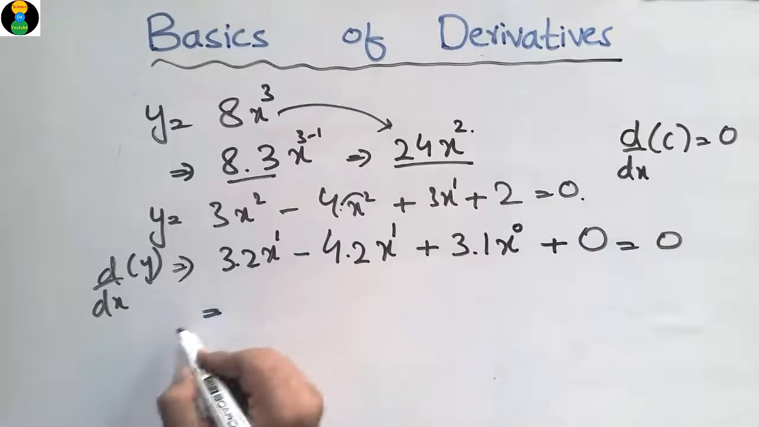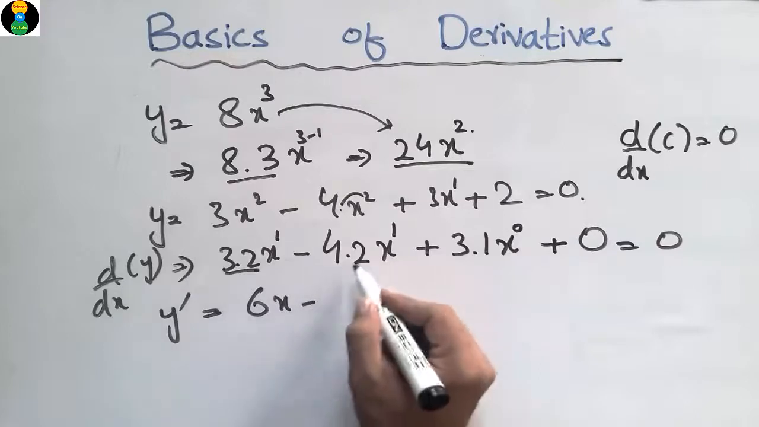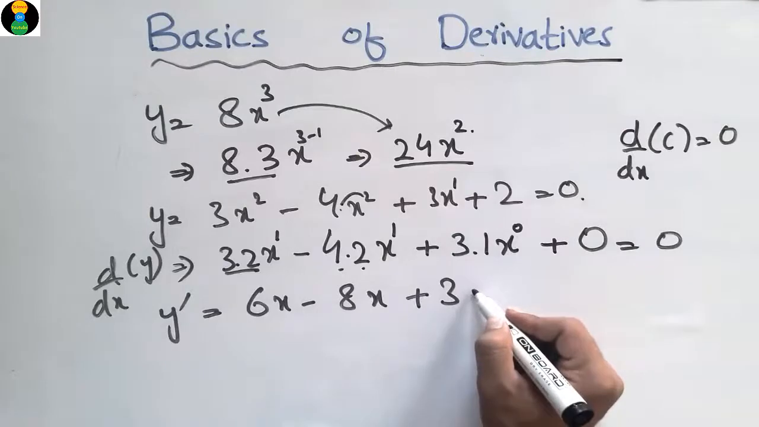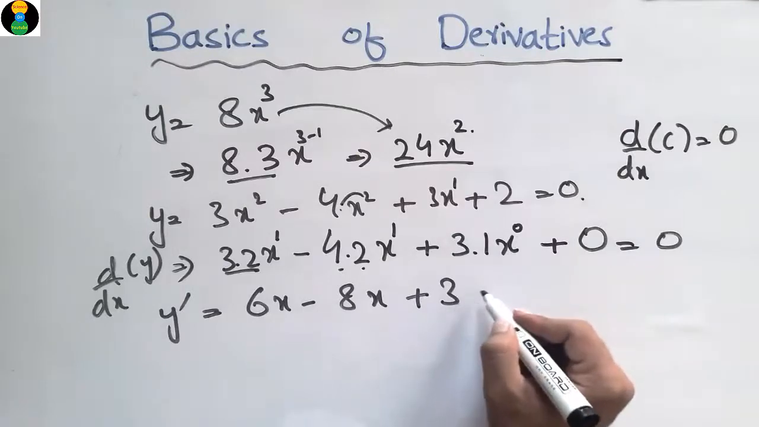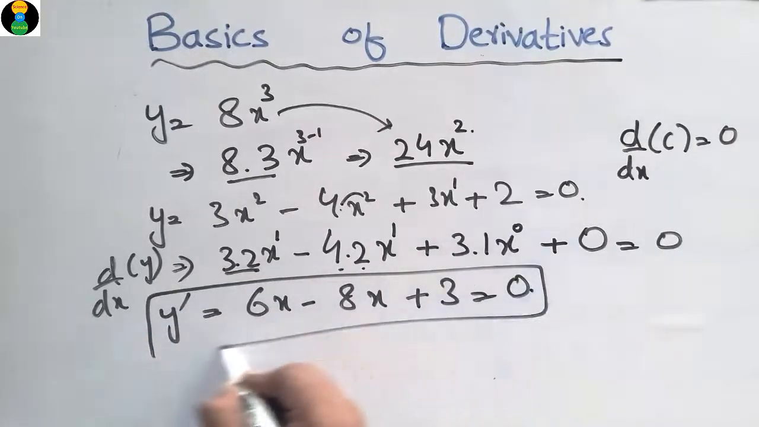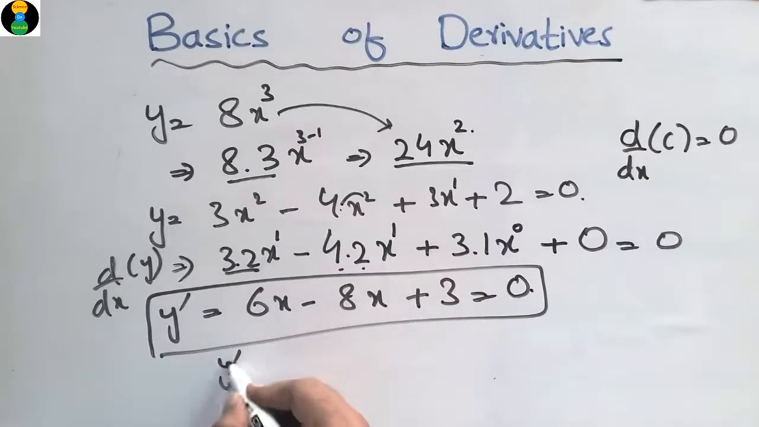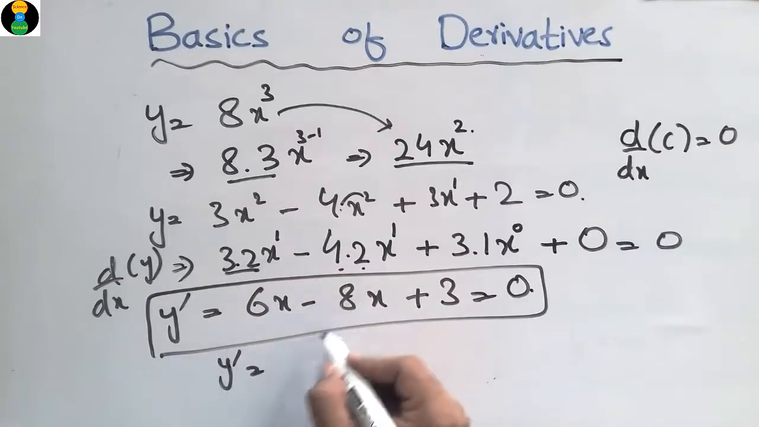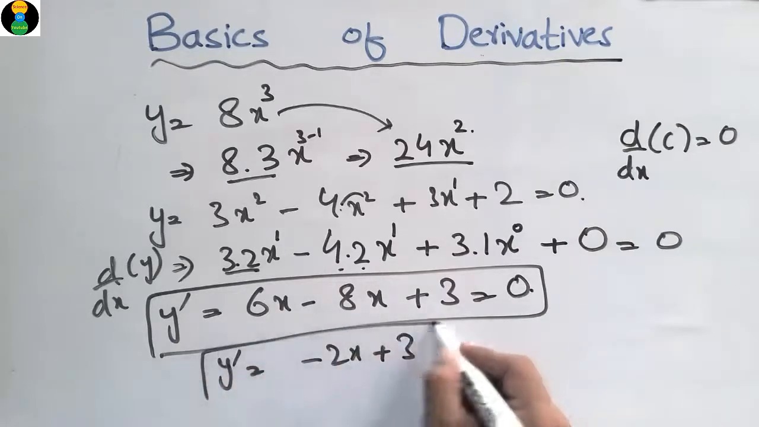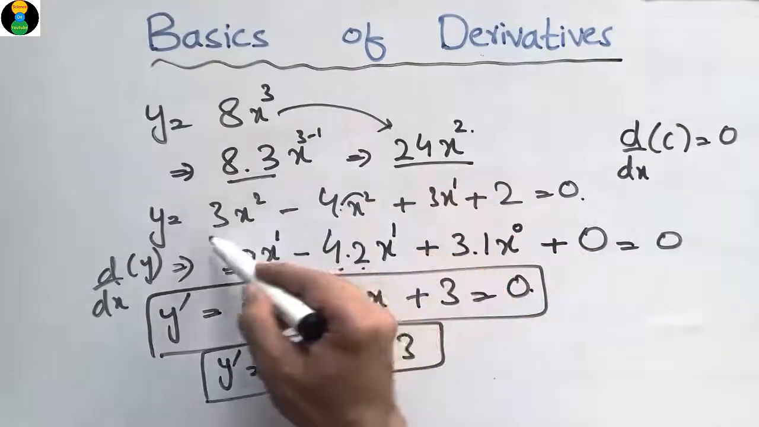So if I solve this, it comes out to be 3 times 2, 6x minus 4, into 8x plus 3x power 0, which comes out to be 1. So there is nothing to write here, and equal to 0. So this is the derivative of this function by the power rule. We can simplify this more, y prime is equal to minus 2x plus 3. So this is the derivative of this complex function.